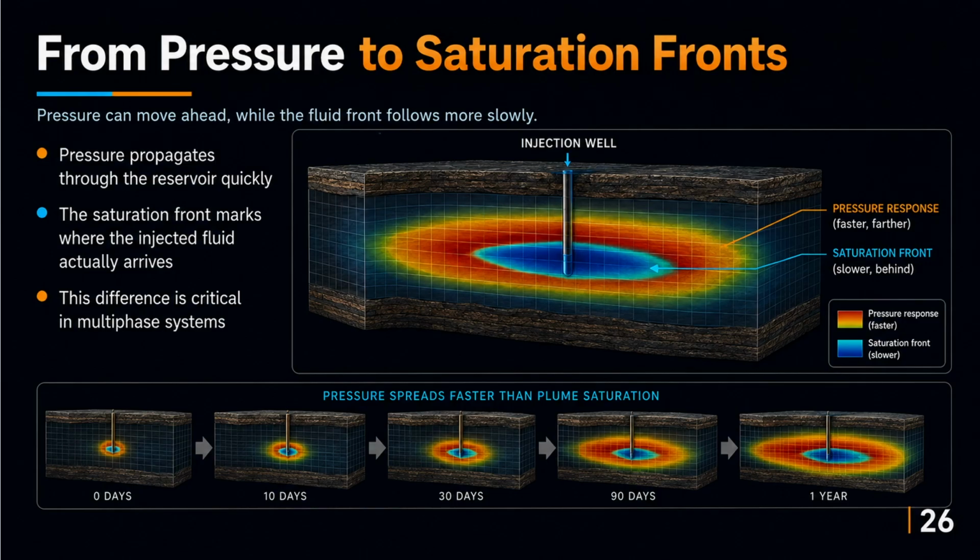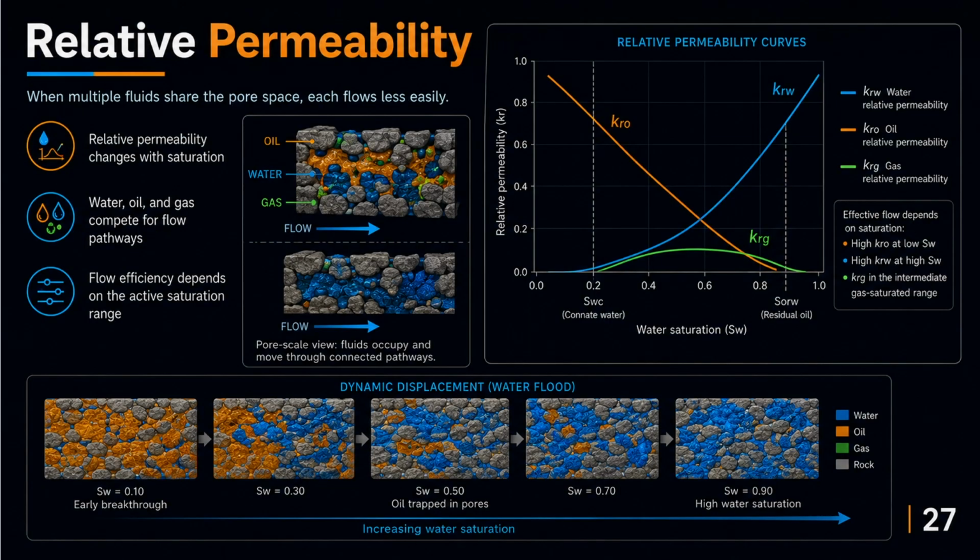Now that we understand the move from pressure to saturation fronts, let us move to relative permeability and mobility competition. Here we return to relative permeability because it is so central to multi-phase simulation. The curves on this slide show how each phase becomes more or less mobile depending on saturation. This is the physical reason why saturation fronts form, why gas can become trapped, and why production performance changes over time. In a two-phase system, the total pore space is shared.